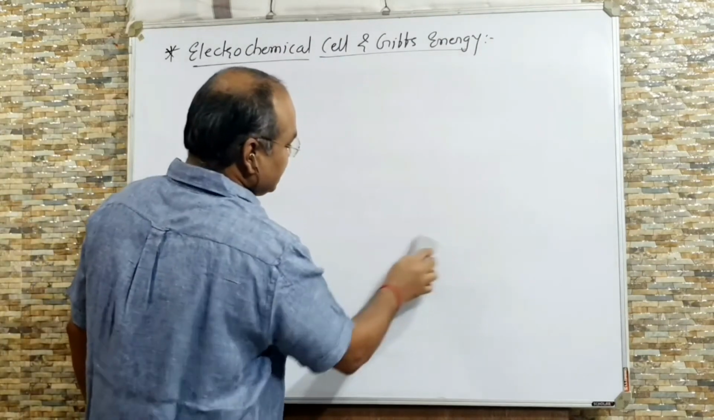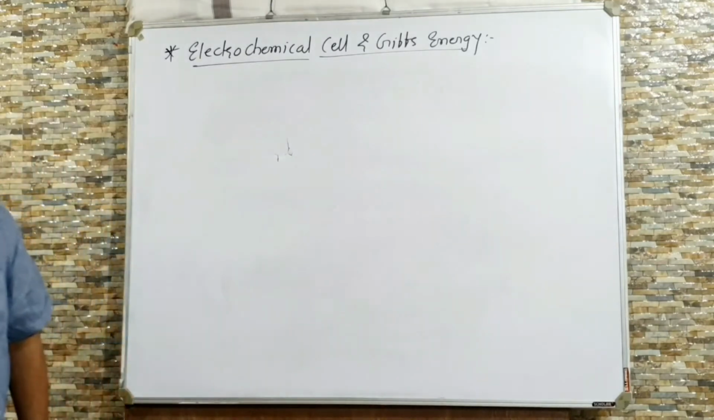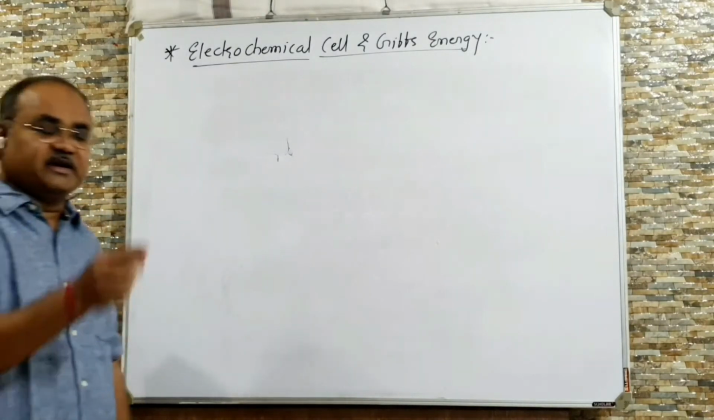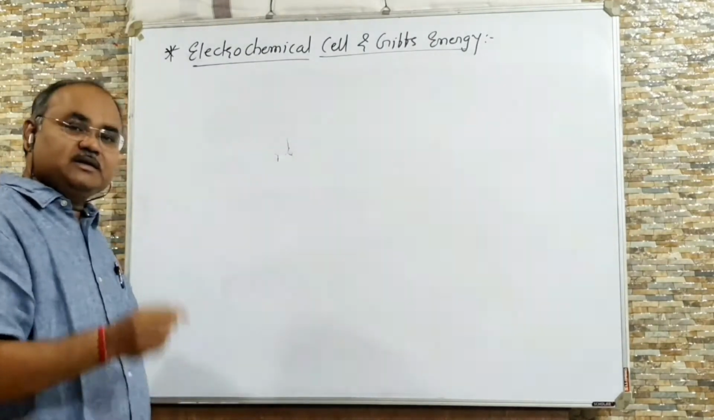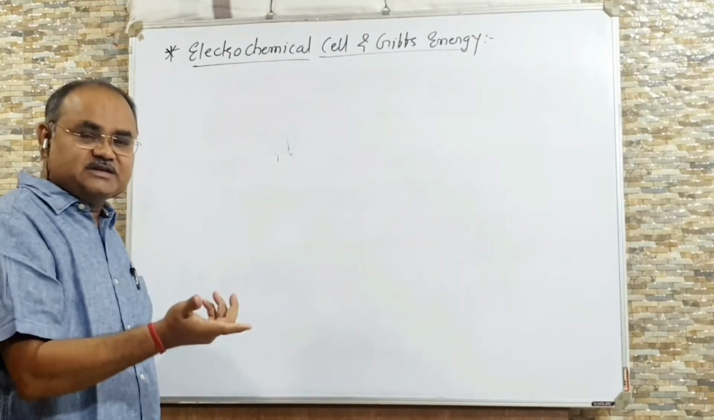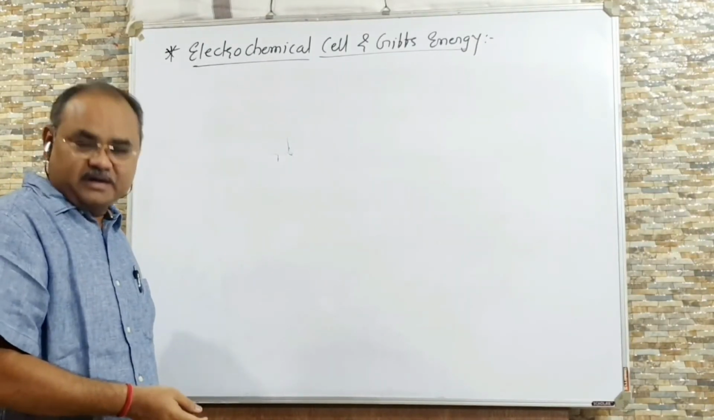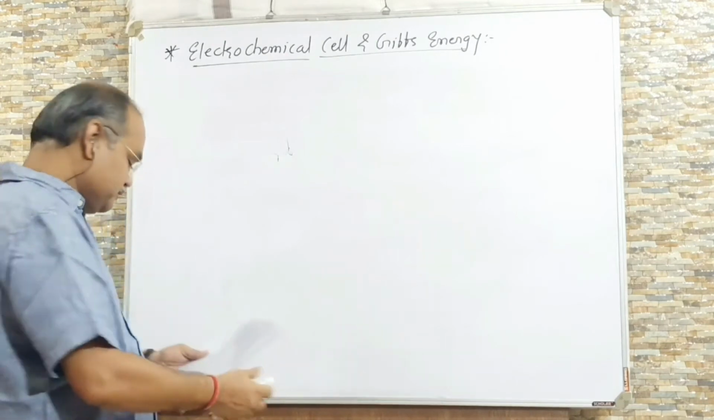Now you know one point. I have written that E0 cell is an intensive property, and intensive properties cannot be added. And delta G0 is an extensive property, and extensive properties can be added. So based on this, we will do some application part.